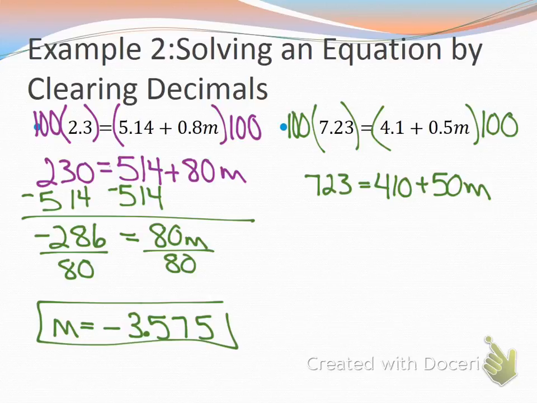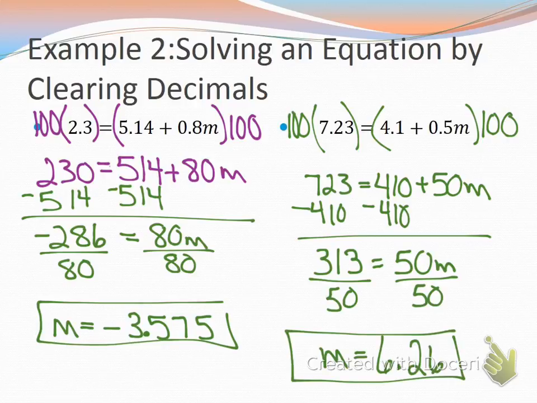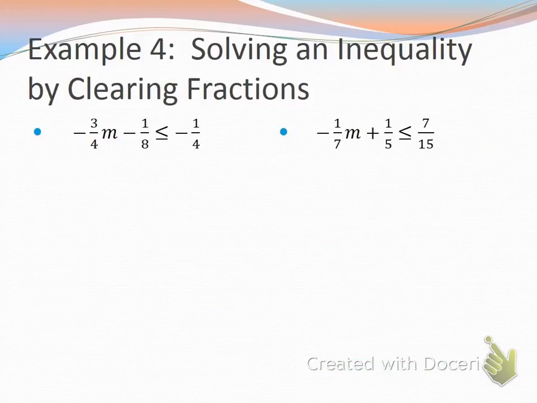All right, very good. Now what do you do? And then rewrite it. Divide both sides by 50. 6.26. Good job, good job. 6.26. All right, last example, we're going to solve an inequality. Now, an inequality, that's these fancy little things right here, by clearing fractions.